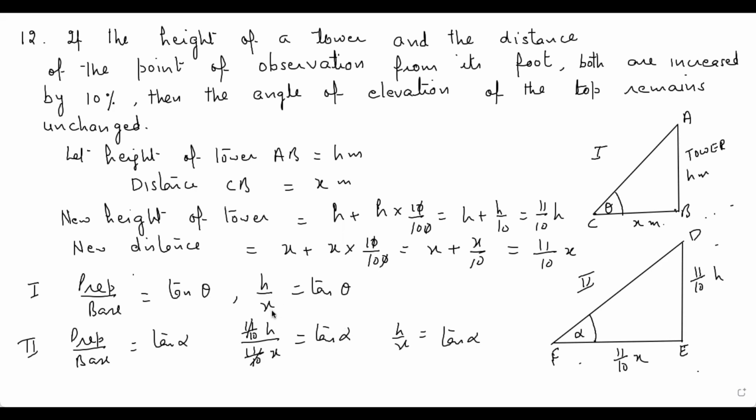Now here h by x is equal to tan theta. Here h by x is equal to tan alpha. It implies tan theta is equal to tan alpha. It implies theta is equal to alpha. It means since theta is equal to alpha, the angle of elevation of the top remains unchanged. So this is a true statement.